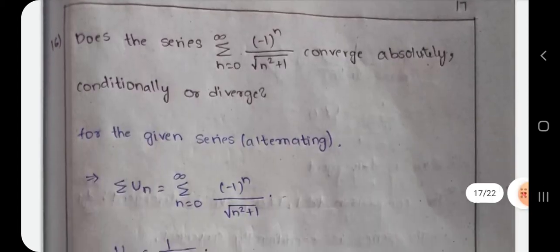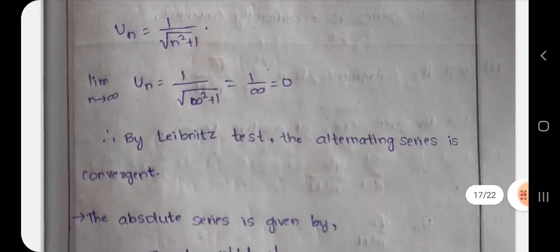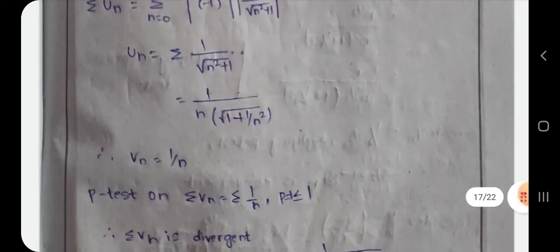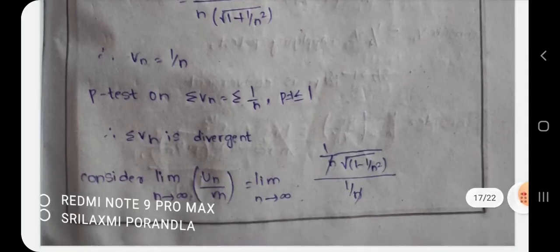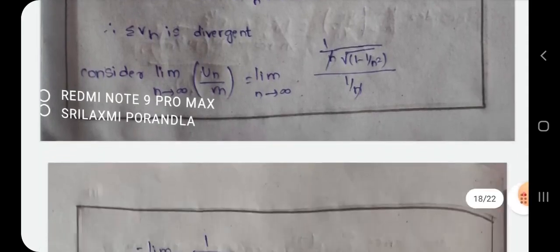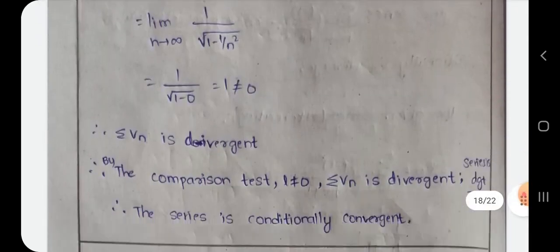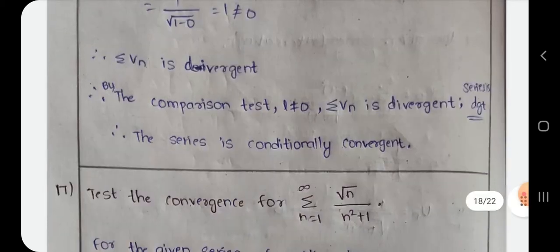And another problem, you need to test whether it is absolutely convergent or not. So for this alternating series, by applying Leibniz test it is convergent, and on applying modulus you are getting the absolute series. Just making the simplification you are getting Vn. So it is divergent because p equal to 1, which is less than or equal to 1, and on taking limit un by Vn you are getting a value 1 which is not equal to 0. So since summation Vn is divergent, you say that by comparison test the total series is divergent.